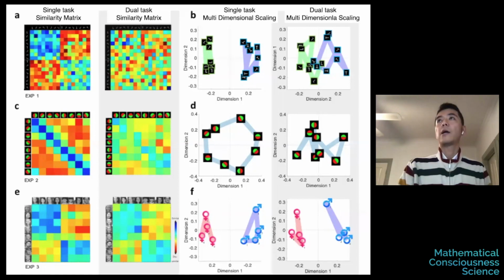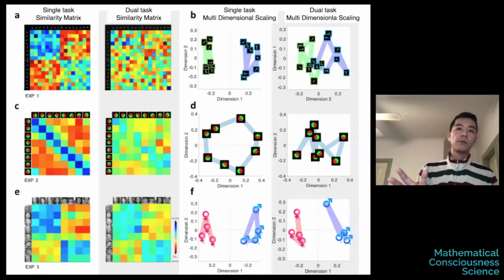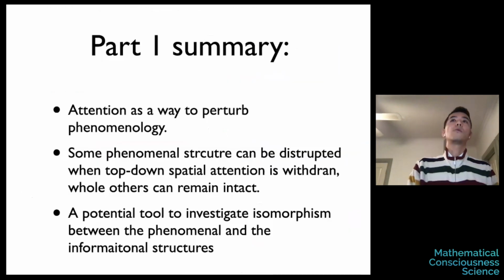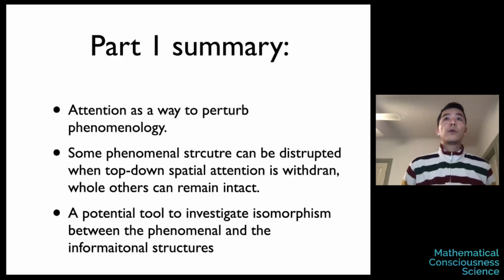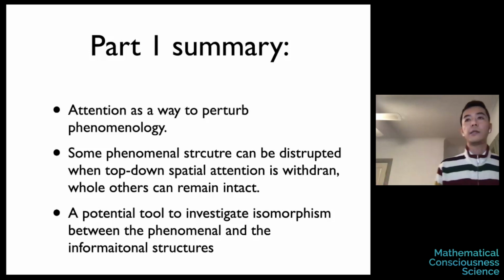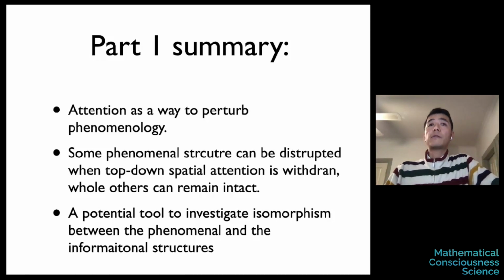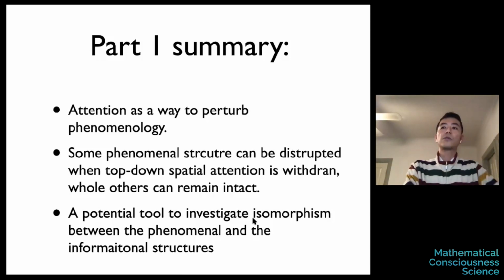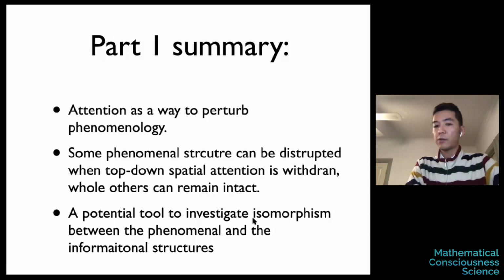So this is a sort of perturbation by attention to see how the phenomenology of the objects, based on the similarity, can be revealed. Okay, so that's the part one summary. We use attention as a way to perturb the phenomenology, and found that the phenomenology of letters and also disks gets disrupted, however, the faces can remain intact. This paradigm is a potential tool to investigate isomorphism, which I'm going to talk about towards the end.